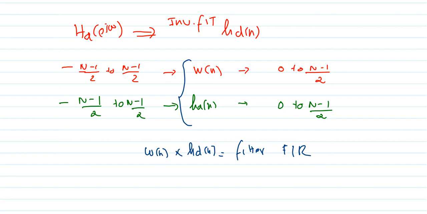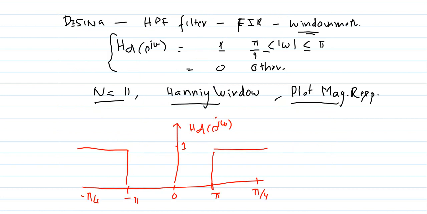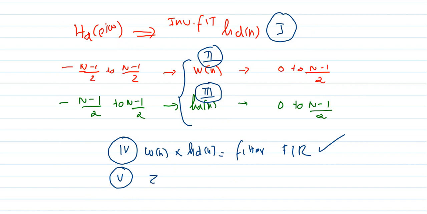So the first step is you need to find the inverse Fourier transform, then calculate the window coefficients. Third step is calculate HD of n coefficients. Then the fourth step is multiply the coefficients. That becomes your FIR filter. And the fifth step, if required in the question, and in this question particularly they ask for magnitude response, you have to substitute z equal to e power j omega and calculate the magnitude response for different values of omega. So this is the sequence of steps that will be followed to solve this problem.